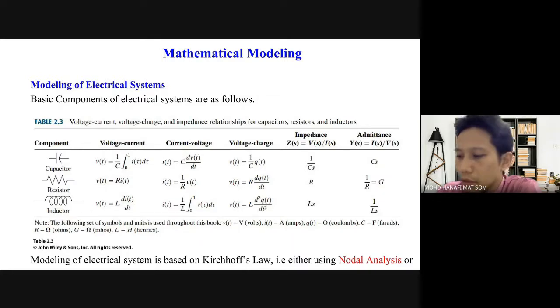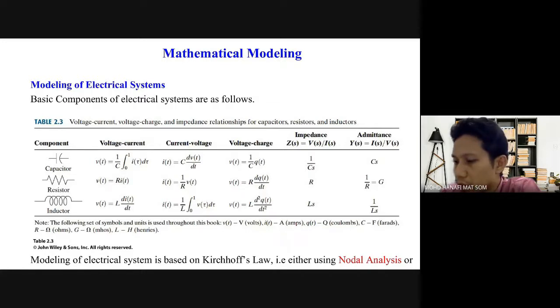In this topic, I divided the mathematical modeling into three. The first one is modeling of electrical systems. The second one is modeling of mechanical systems. And the third one is modeling of biomedical systems. Okay, for the first one, we go into the modeling of electrical systems.